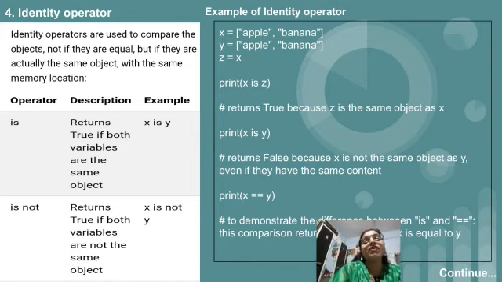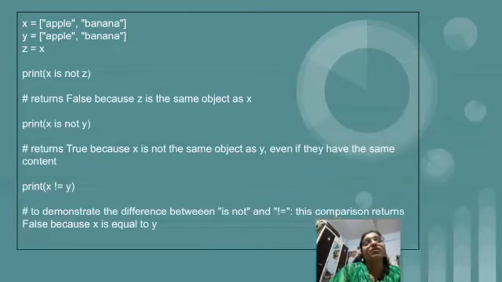Is will check whether we have assigned one object's value to another or not, and in the case of the equal to operator, it will not check the name of the object but it will check whether the content is the same or not. So this is the difference between the is and equal to operators.